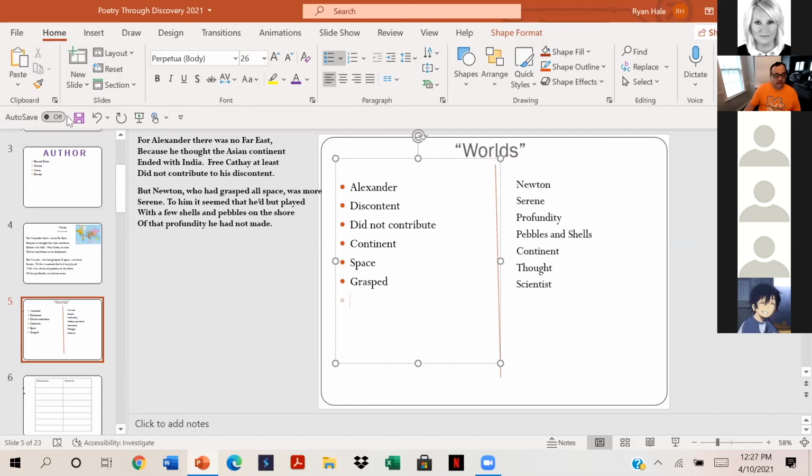It talks about Alexander. He thought the Asian continent ended with India. Any idea who you think that might be? You know any famous Alexanders, Parker? None come to mind right now, no. Okay. Anybody? Oh, go ahead.